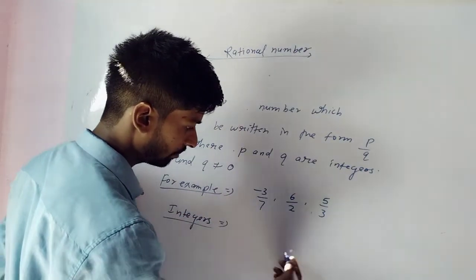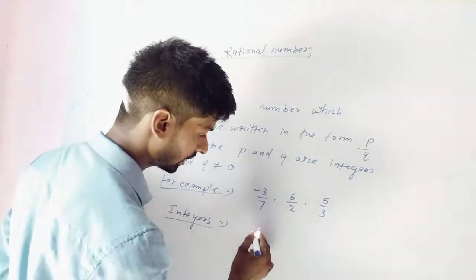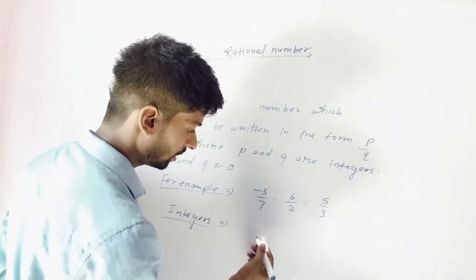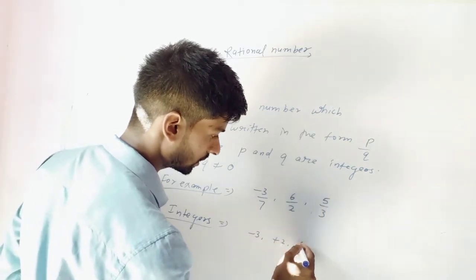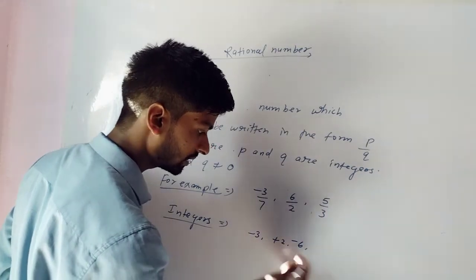Integers can be positive integers or negative integers. Suppose I take an example: -3 or +2 or 6, -6 are integers.